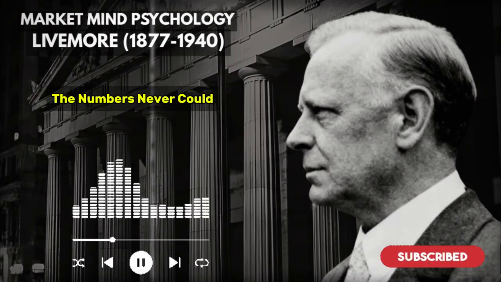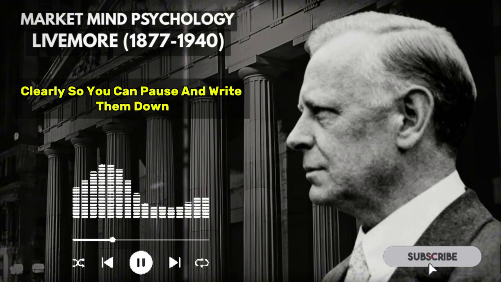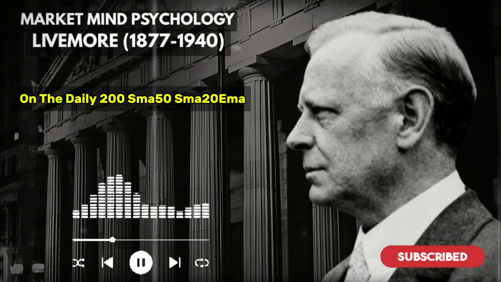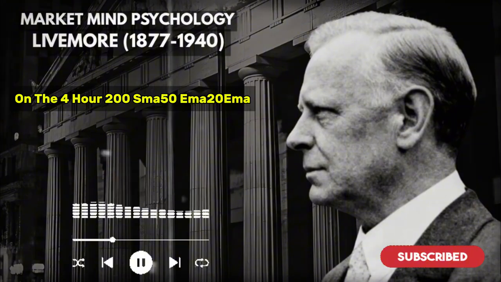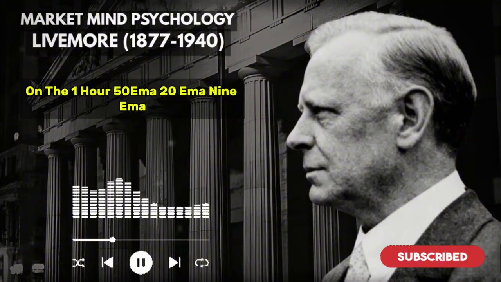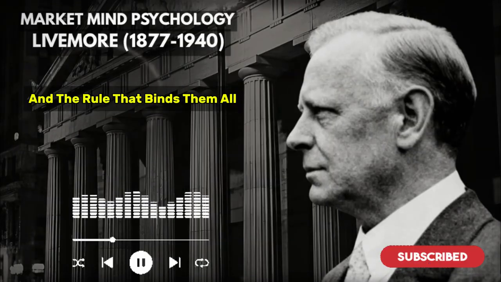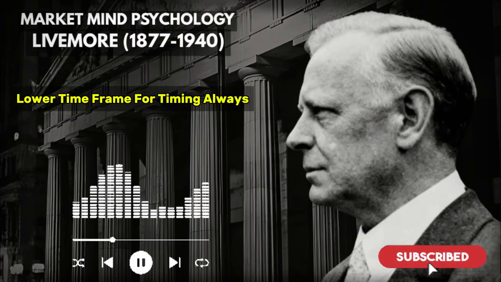The numbers never could. Let me give you the configurations one last time clearly so you can pause and write them down. On the daily, 200 SMA, 50 SMA, 20 EMA. On the 4 hour, 200 SMA, 50 EMA, 20 EMA. On the 1 hour, 50 EMA, 20 EMA, 9 EMA. On the 30-minute, 50 EMA, 20 EMA, 9 EMA. And the rule that binds them all, higher time frame for direction, lower time frame for timing.